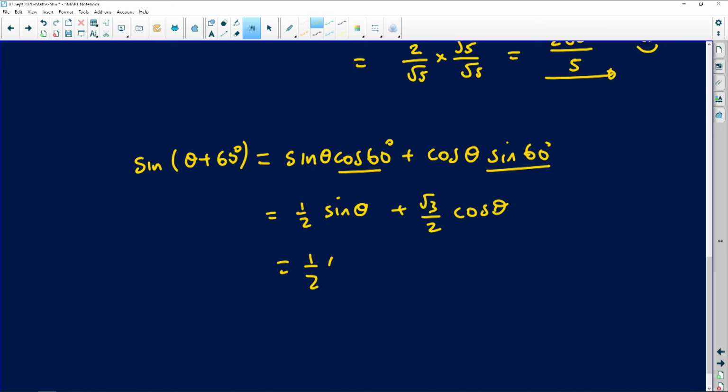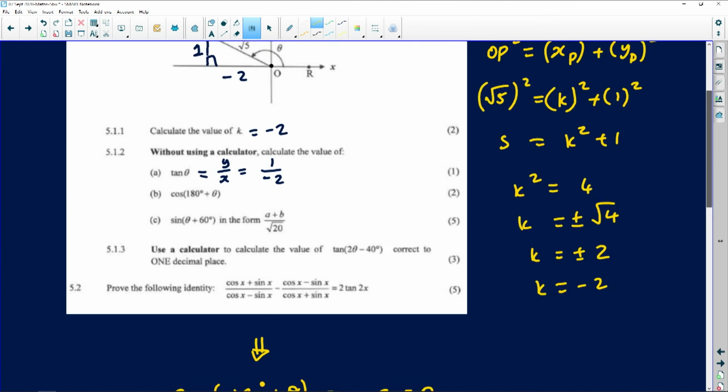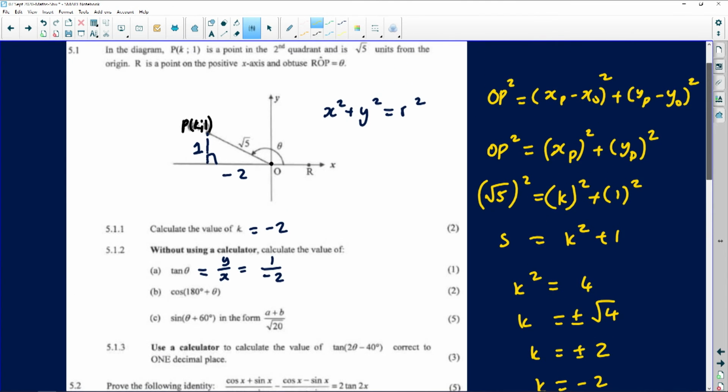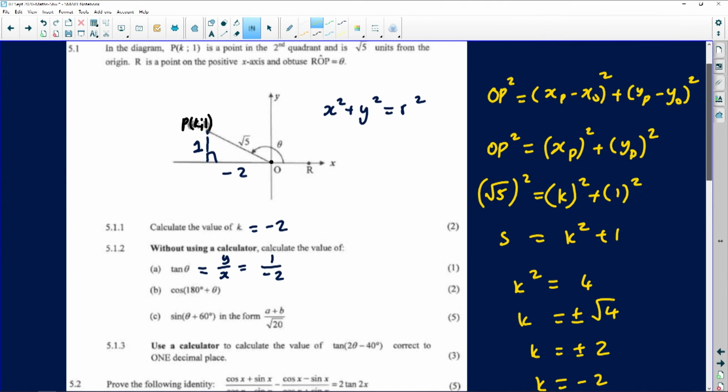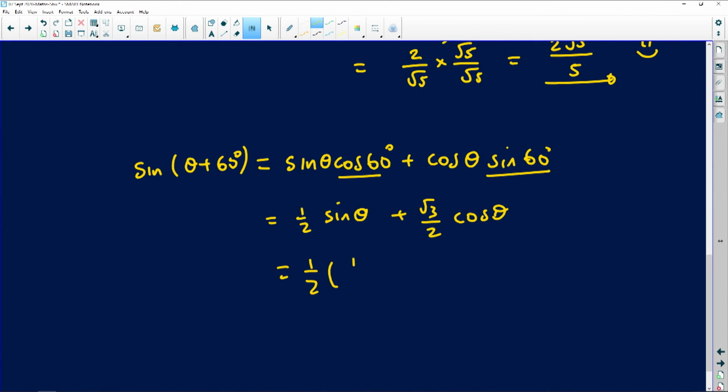Now I need to simplify this, but remember sine theta and cos theta will come from the diagram. A half is a number. What is sine theta from the drawing? Sine theta is y over r, so it's going to be 1 divided by the square root of 5. So I'm going to have 1 over the square root of 5 plus root 3 over 2. And then we definitely have the cosine of theta. What's the cosine of theta? We said that's negative 2 over the square root of 5, since cos is x over r.